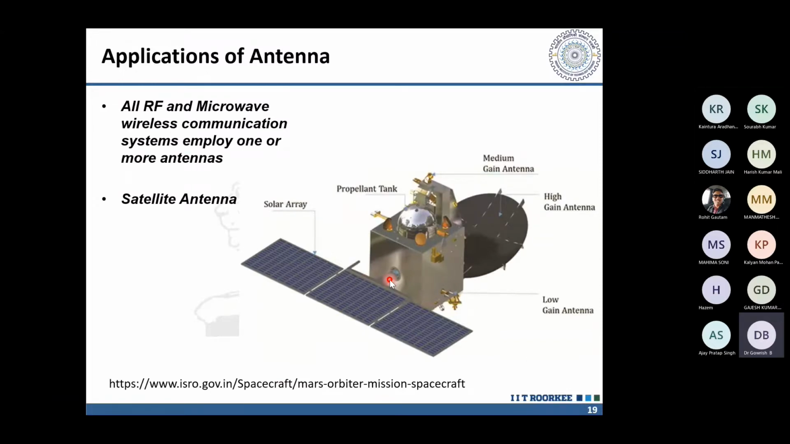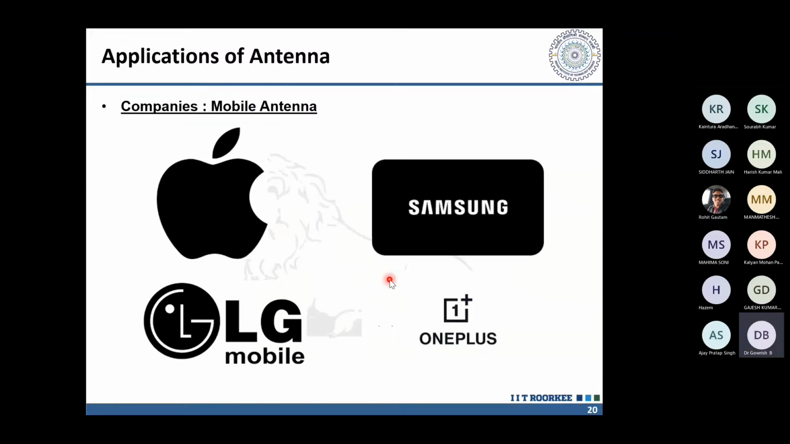Okay, so let us now look into different companies working in different aspects of antenna applications. For example, if you take mobile antennas, these are the companies which are working. These are just examples. There are plenty of companies working on mobile antennas: Apple, Samsung, LG, OnePlus, and many more. I have just not named them here. But these companies are called OEM companies, original equipment manufacturers.